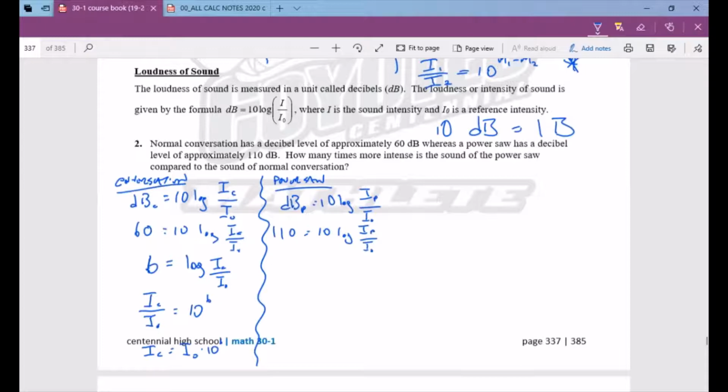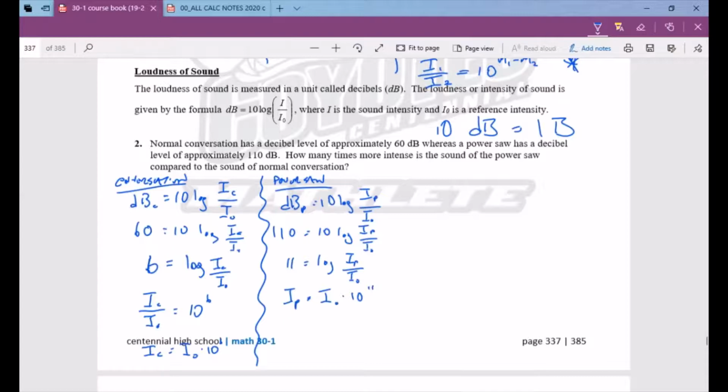Dividing both sides by 10, 11 is equal to log IP over I naught. And then swapping it around into exponent form, IP equals I naught times 10 to the 11. I also multiply both sides by I naught there, just to expedite this a little bit.